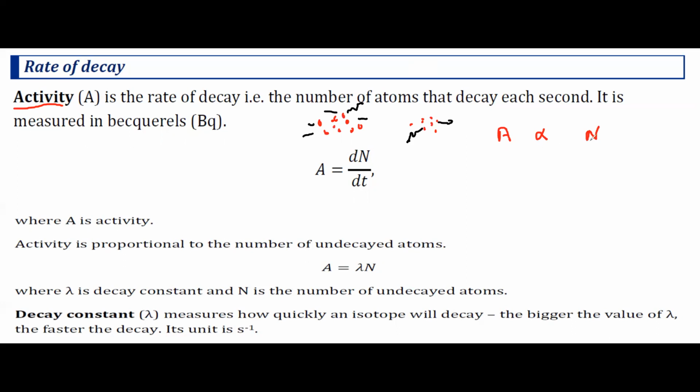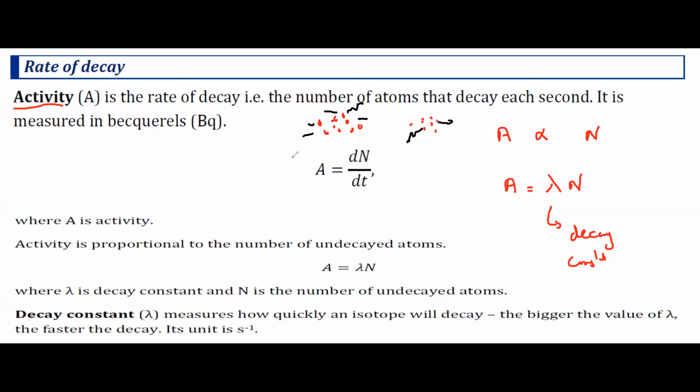So activity is directly proportional to the original number of atoms or radioactive nuclei, and whenever we replace the proportionality sign, we replace it with equal to and a constant. So activity equals a constant, lambda, times N. What is lambda here? Lambda is known as the decay constant, and the unit of this lambda is time inverse. So activity is lambda into N. And if you want to calculate the activity, it is the change in the nuclei divided by the time interval.